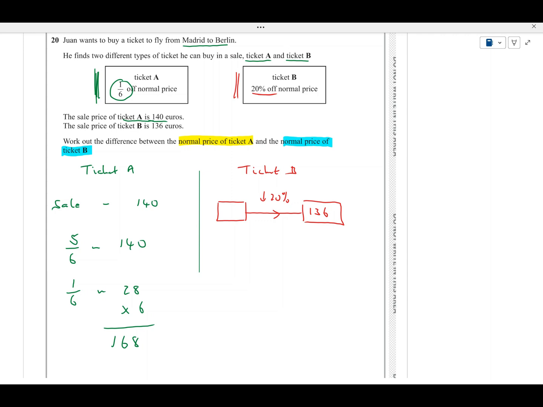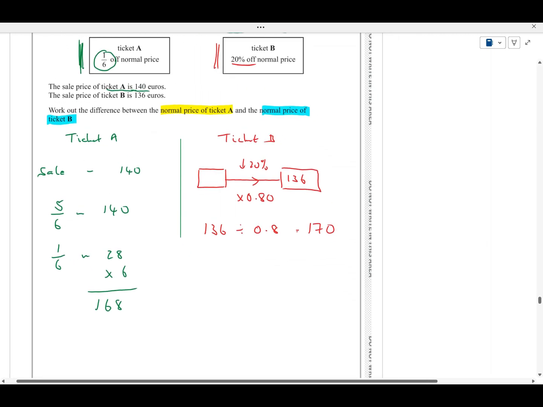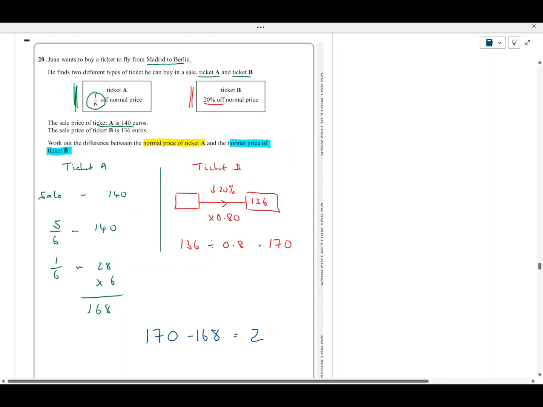Okay, now let's have a look at ticket B. We've reduced by 20% and we've got 136. So the multiplier there would be 0.8, wouldn't it? Or 0.80. So I'm going to do 136 divided by 0.8 to go back in time. You divide. Gives me a normal price of 170. Now I know the normal price of ticket A and the normal price of ticket B. And the question was, work out the difference between those. So the difference is going to be 170 minus 168. The difference between those normal prices is 2.